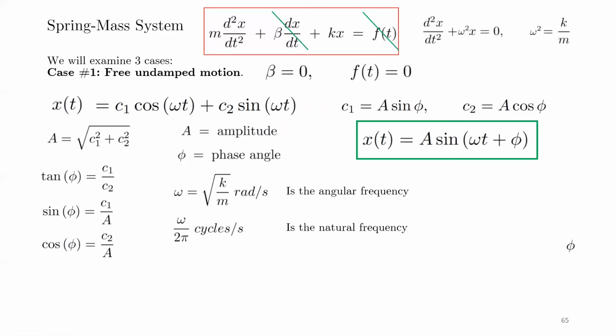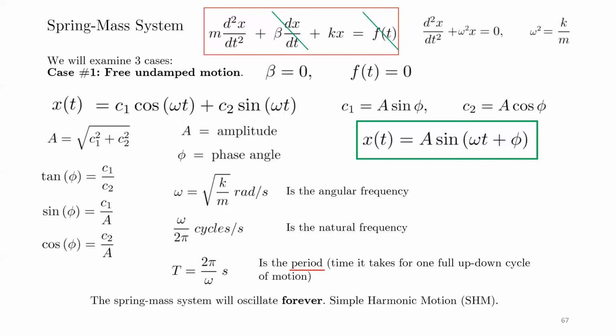This is just all the information that we had on the last slide. I just needed to make a bit more space because if we invert the natural frequency, so 2 pi divided by omega, which is measured in seconds, this is the period of the motion, okay? So it's the time it takes for one full up-down cycle of motion. Okay, so this is the information that we need to know about simple harmonic motion, or what we were calling free undamped motion.